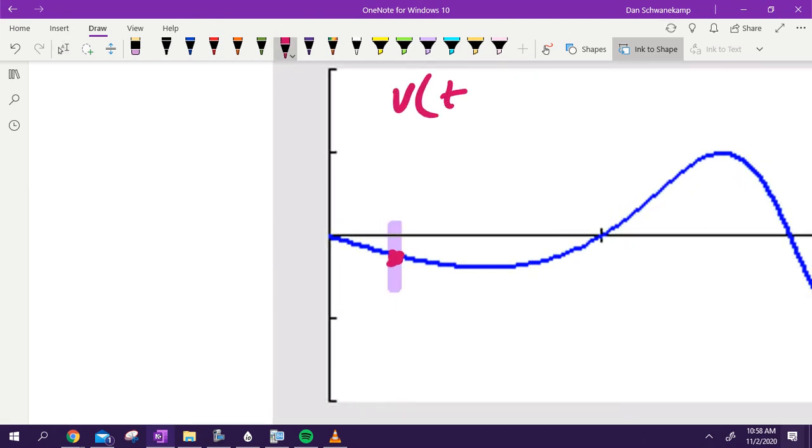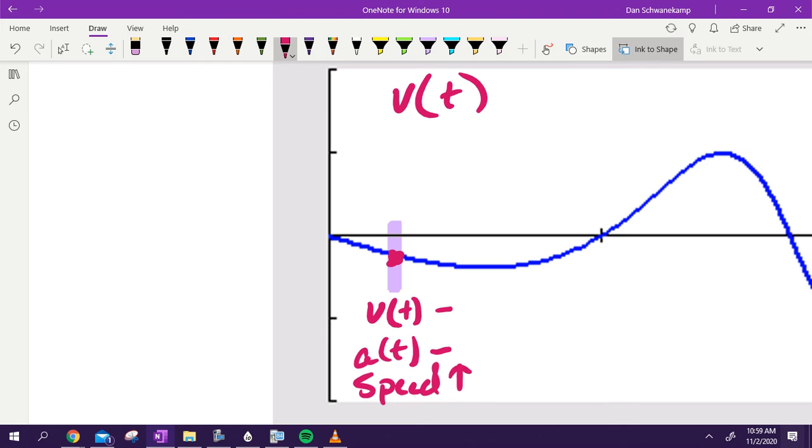This is a graph of velocity. What would you say is true about the velocity right there? Is it positive or negative? My velocity is negative because I'm below the x-axis. What would be true about the acceleration right there? What would I look for on a velocity graph to talk about acceleration? The slope. Is the slope positive or negative right there? Negative. When they're both the same sign, then you're speeding up. That's not the answer I'm looking for.